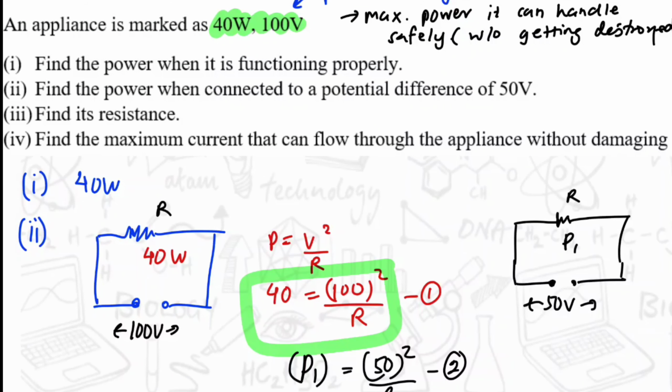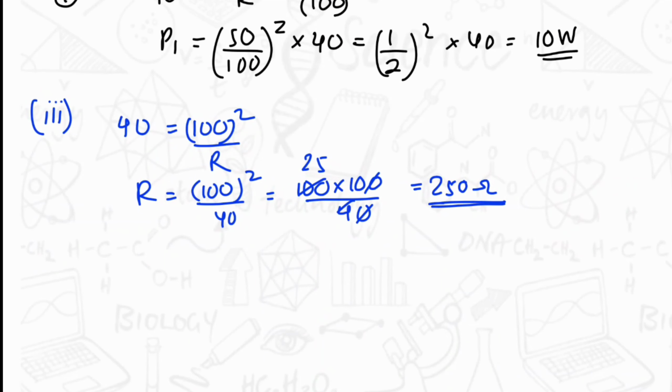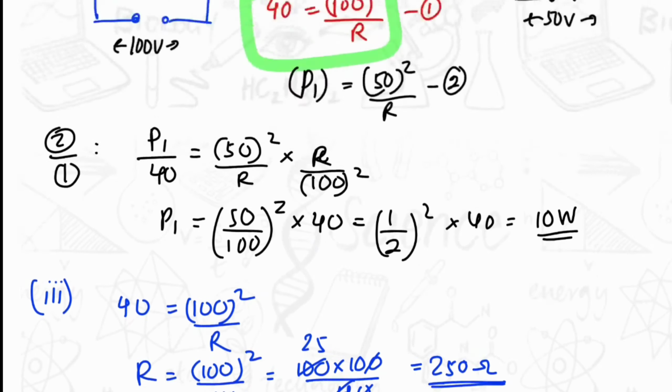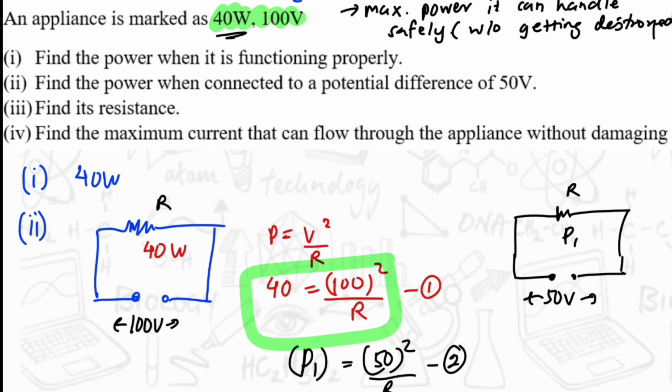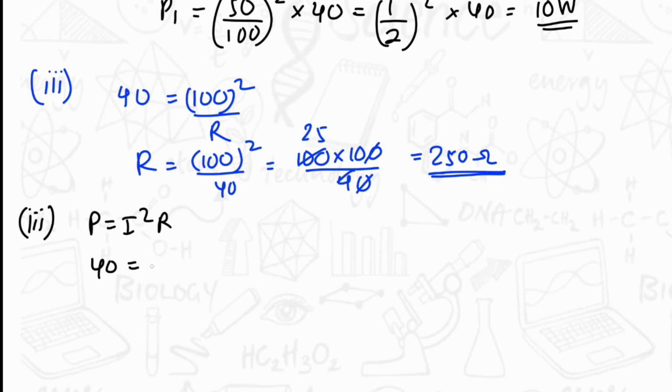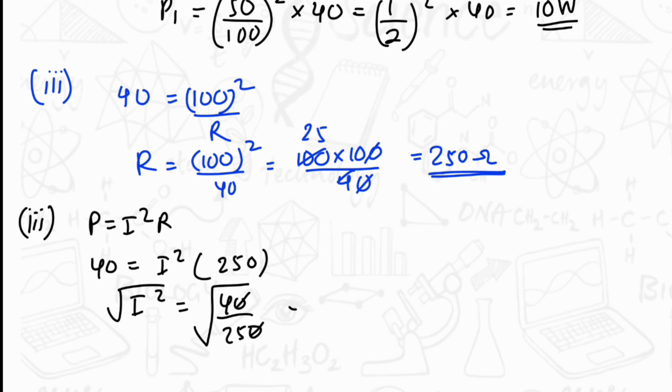Next, we have to find the maximum current that can flow through the appliance without damaging it. For this, we can use the equation P equals I squared R. So P is given, that is 40 watts, and I squared times 250. So I squared is equal to 40 divided by 250. If you take the root value, I is equal to 2 over 5. That is 0.4 amperes.